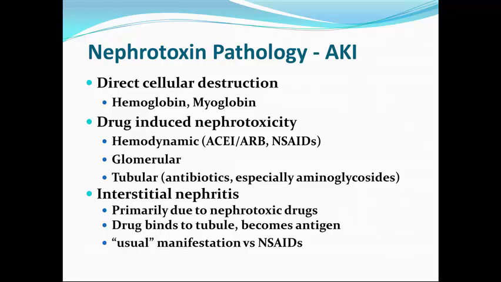Now, the other thing with nephrotoxin pathology is drug-induced nephrotoxicity. Drug-induced nephrotoxicities can come from a variety of mechanisms, and this can be from a hemodynamic mechanism, from an increase in glomerular permeability, or from tubular damage. When we look at hemodynamic drug-induced nephrotoxicity causing an acute kidney injury, in many cases we're looking at medicines that change the hemodynamics within the kidneys. That's what angiotensin-converting enzyme inhibitors and angiotensin receptor blockers can do.